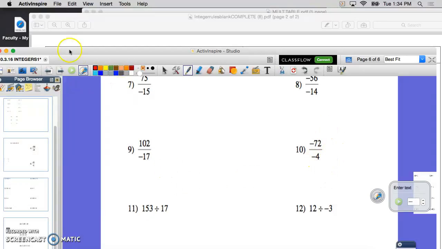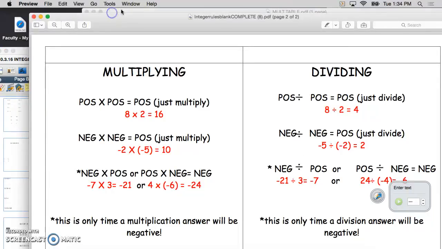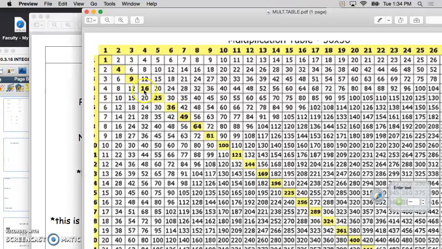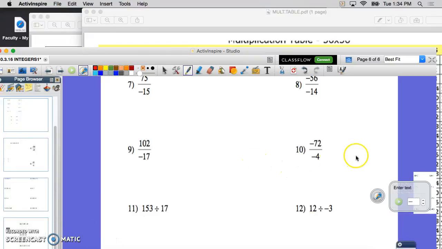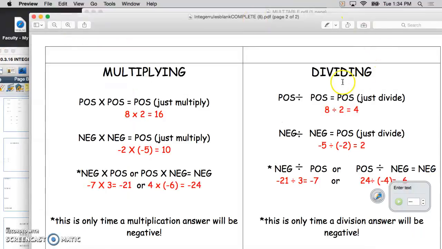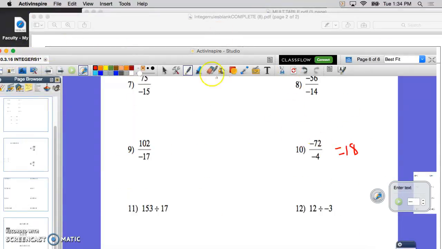How many times is 4 going into 72? Take a look. 4, 72, 18 times. So I know my answer here will be 18. Is it positive or negative 18? A negative divided by a negative, I can tell you, is positive. See? Negative divided by a negative, the answer is positive. Positive 18. Looking at number 11.